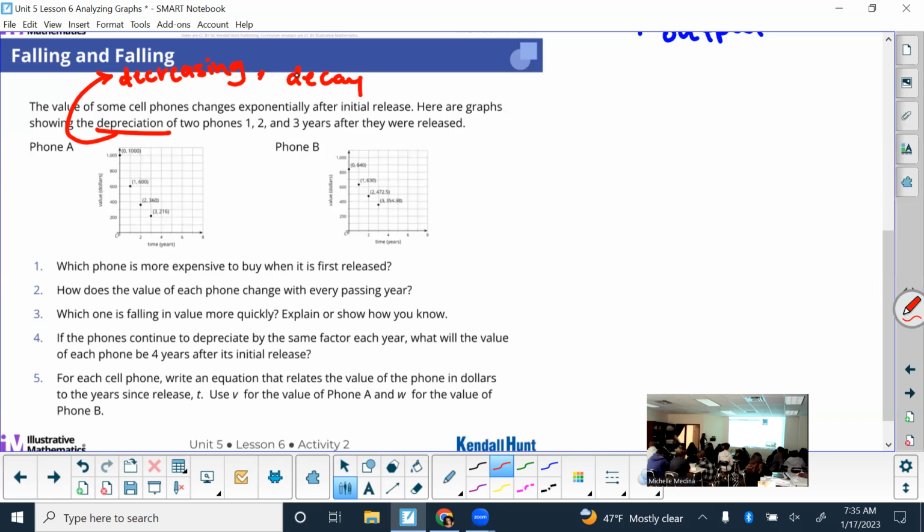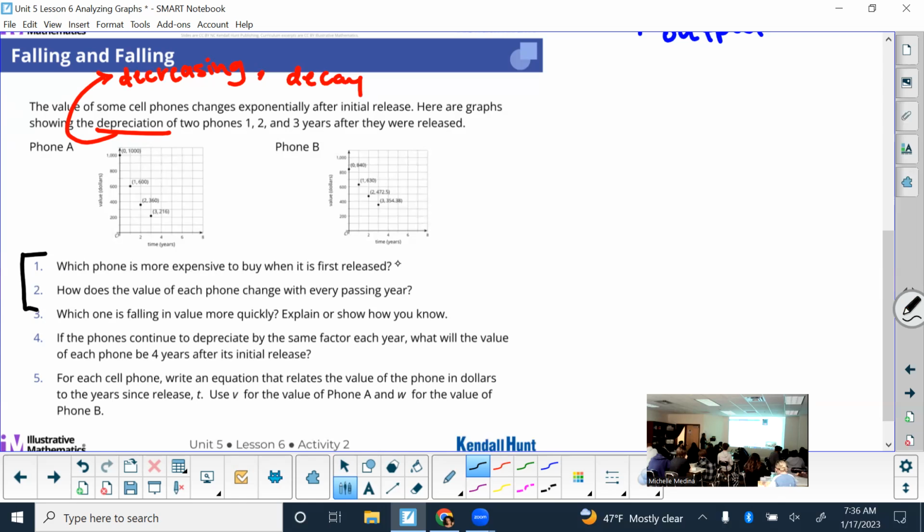which phone is more expensive to buy when it first released? How does the value of each phone change with every passing year? So within your groups, figure out the answers to 1 and 2. And for me, taking notes, I wouldn't necessarily write down the whole question. I would rephrase it as, maybe leave some space.